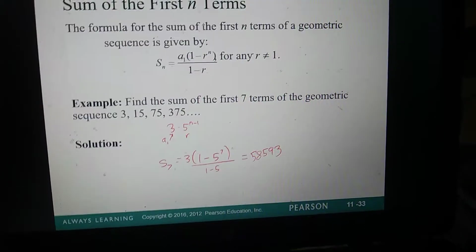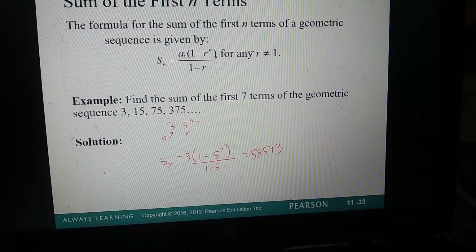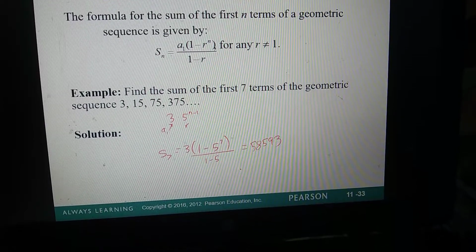Just another example. Is that the one we just did? No.